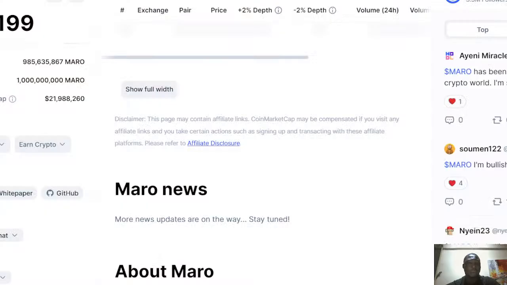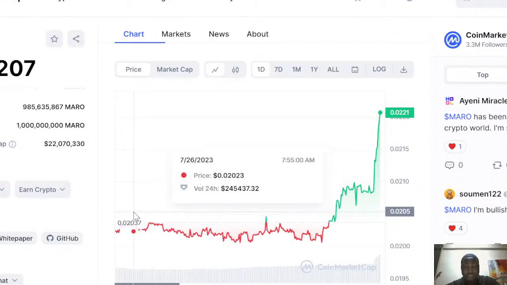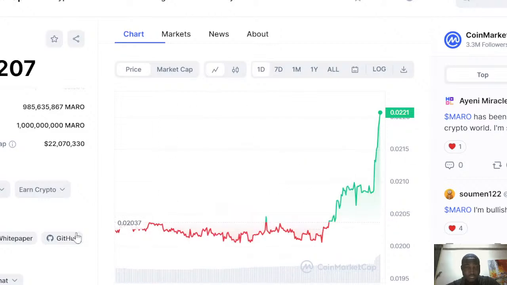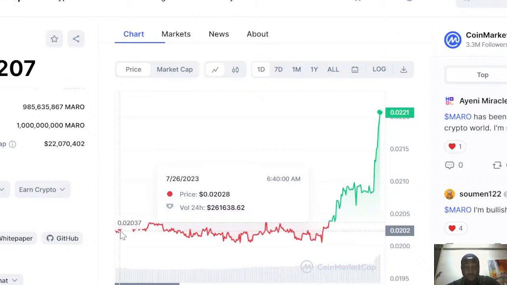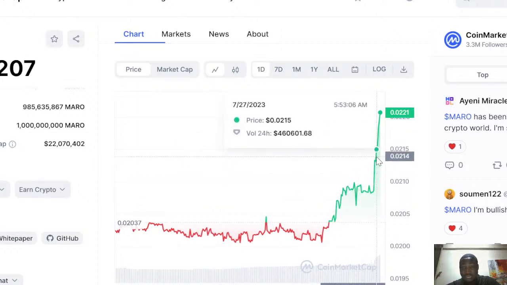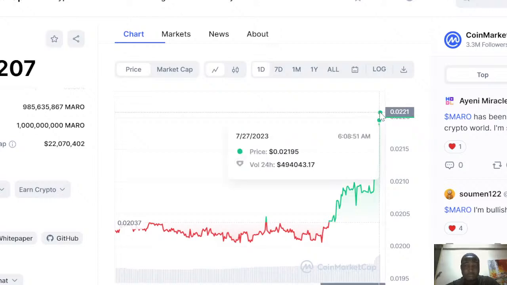Let's go to CoinMarketCap to analyze this token and get more analysis about what is currently happening. Now you can see it in the daily time frame. You can see the massive push from yesterday to where it is currently. Yesterday it was around 0.020, and right now it has moved. You can see this massive move. It has broken through and gotten to 0.02221. You can see this is bullish on the market.